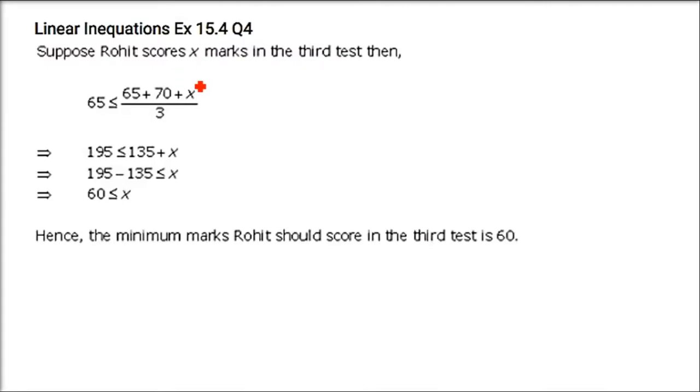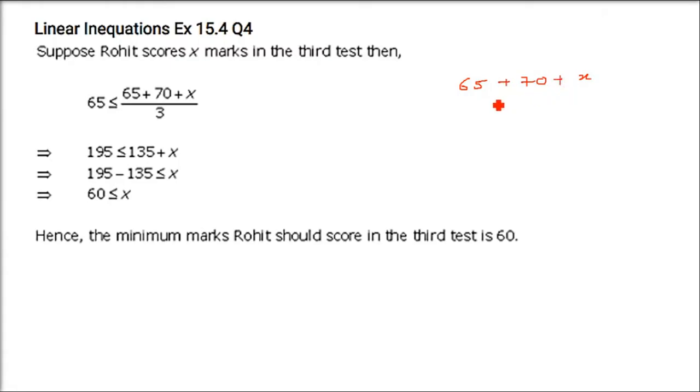Now the next one is: the marks scored by Rohit in 2 tests were 65 and 70. Find the minimum marks he should score in the third test to have an average of at least 65 marks. So Mr. Rohit appeared for 2 tests. Once he got 65, next time he got 70. Now you have to tell how much he should get in the third test so that his average is at least 65, that is 65 and more.